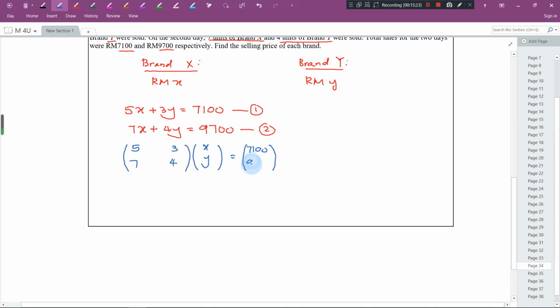7100, 9700. Okay, so we know that if we want to get rid of this, we have to multiply both sides by the inverse matrix of this one, right? So here I will just write X, Y, and I'm going to write the inverse matrix for this matrix over here. 1 over 5 times 4, you get 20, minus 3 times 7, you get 21.